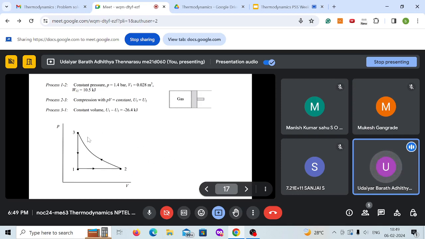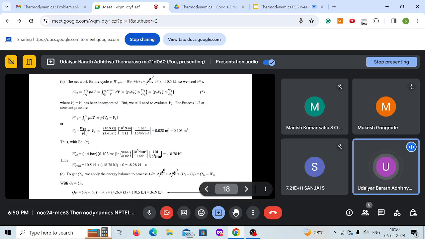So for this we need not find the 1-2 work done, we already know the work done in 1-2, and for 3-1 the work done will be 0. So you have to just find the work done in process 3-2. So process 3-2 we can solve. Work done 1-2 we know is 10.5 kilojoules, and 3-1 is 0, a constant volume process.